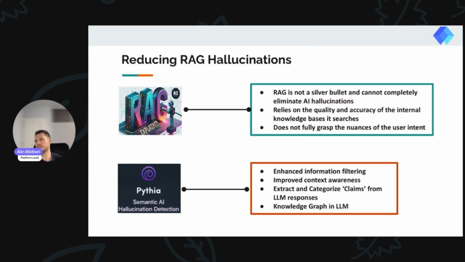And how do we do that? Reducing RAG hallucinations. RAG is not a silver bullet and cannot completely eliminate hallucinations, but in conjunction with Pythia, it can enhance the information filter, improve the context, and also extract and categorize the claims from the LLM responses. And the most important part is that it uses a knowledge graph and LLM that is specific to each domain that it's searching for results.